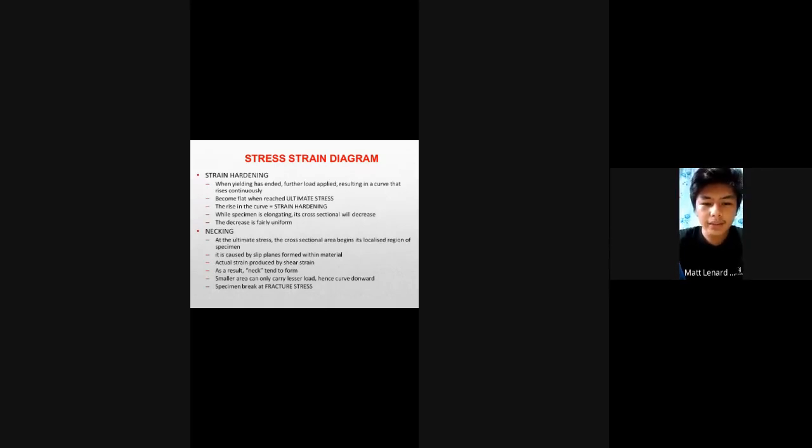While in necking, at the ultimate stress, the cross-sectional area begins to decrease in a localized region of the specimen. It is caused by slip planes formed within the material, with actual strain produced by shear strain. As a result, a neck tends to form. A smaller area can only carry a lesser load. Hence, the curve goes downward and the specimen breaks at fracture stress, and that is necking. Next.